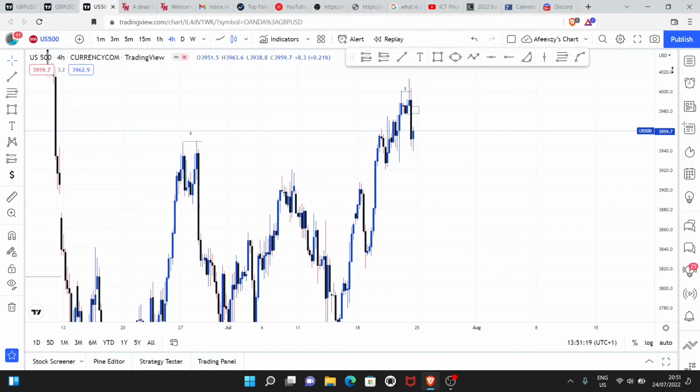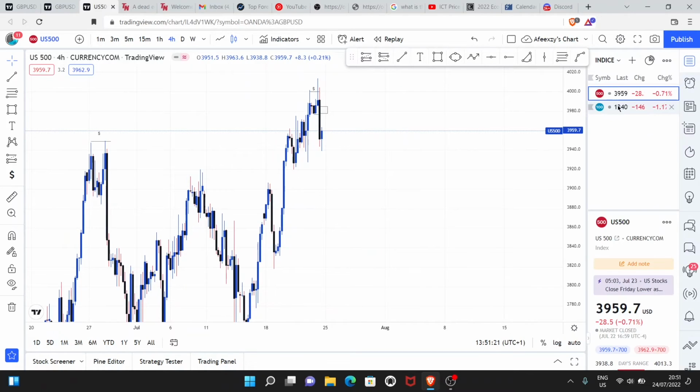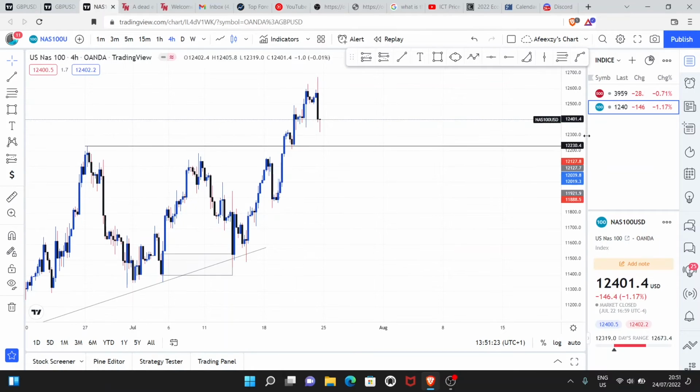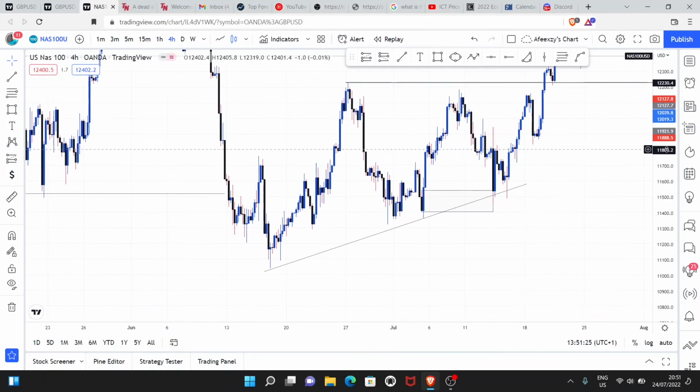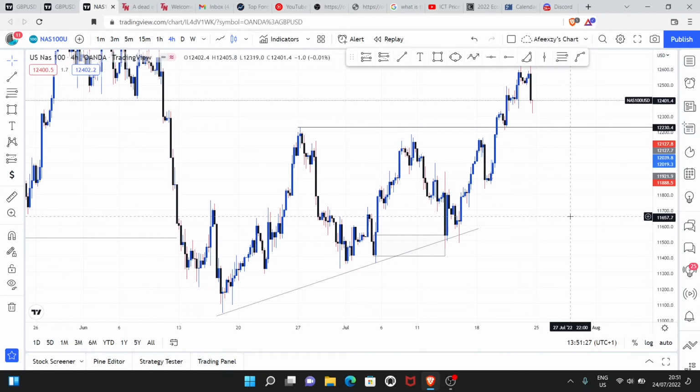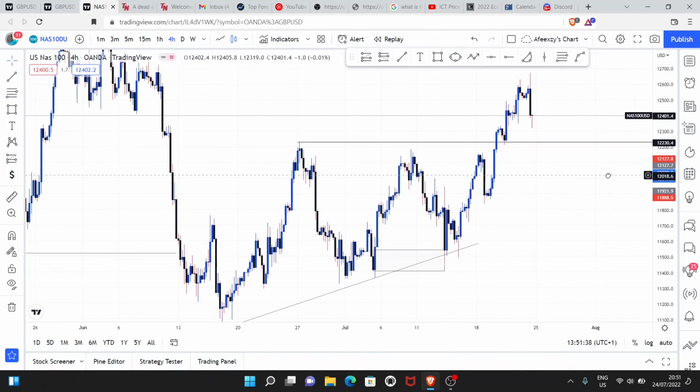Let's go to the Nasdaq 100. On Nasdaq 100, you see it respected the trend line very perfectly, and from the trend line it kept going up. Wow, Nasdaq is somehow tricky here. Okay, let me clear the chart. I really didn't trade Nasdaq last week. I mainly traded the S&P.